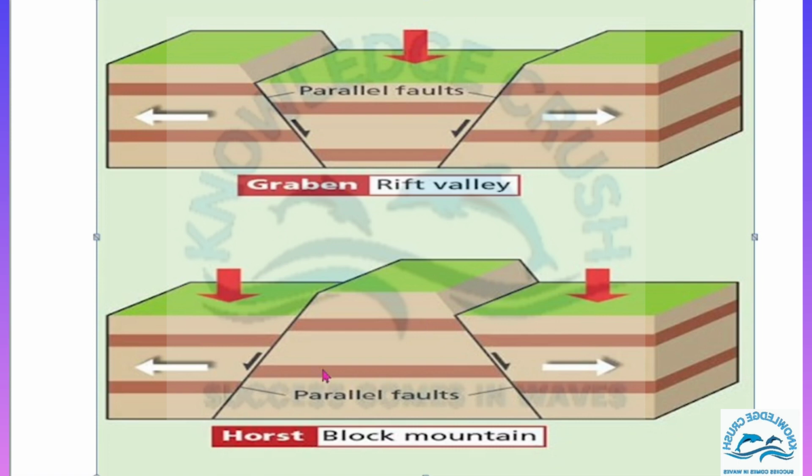So this is the example of the normal fault, and here we are trying to understand the graben and the horst. The down thrown block between the two normal faults is called the graben. This down thrown part is called the graben, and the up thrown block between these two normal faults is called the horst.